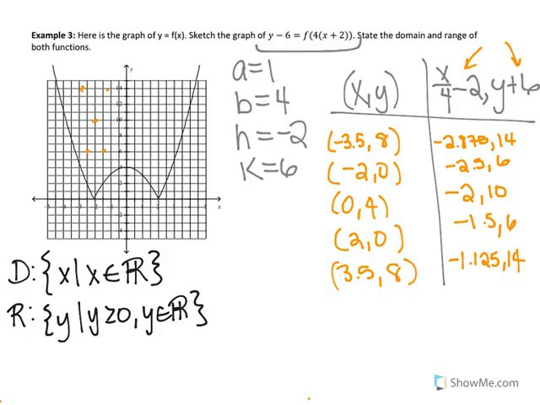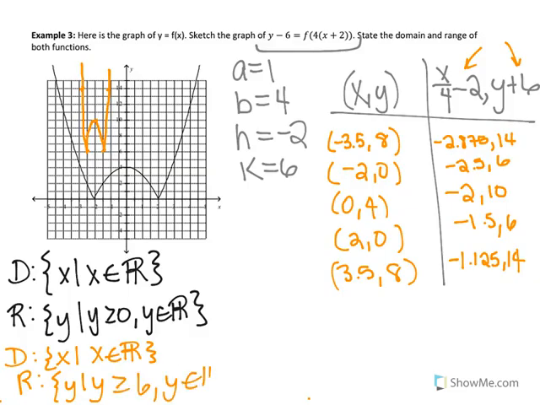So my new graph is going to look like that, except better. Alright, better like that. Okay, domain. It can be anything still. Our range, it's going to have to be bigger than or equal to 6. Alright, and there's our transformed graph.